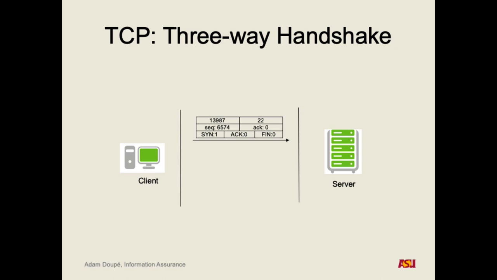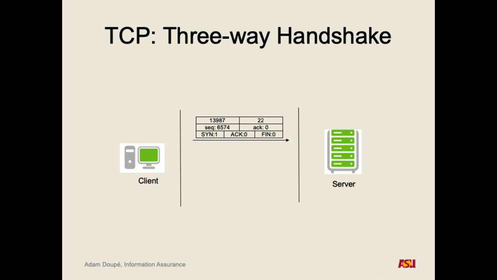The client sends the server. This is the important information from the TCP header. We have source port 13987, destination port 22. What's port 22? SSH? Yeah, SSH port. It generates a random sequence number of 6574, acknowledgement number of 0, and sets the SYN flag to 1, all the other flags to 0.